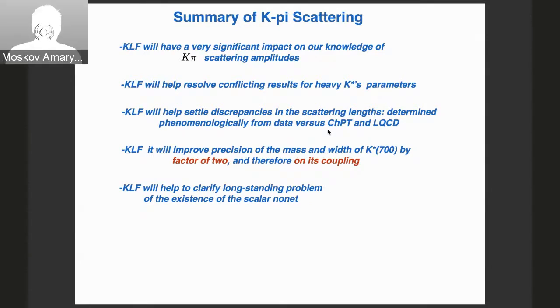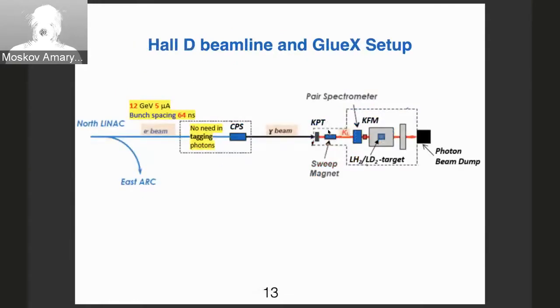So the K-pi scattering, which is a part of the proposal, has attracted a broad audience of physicists from different fields. And there are also connections, which I didn't include in my slide, but it's in the proposal, the measurement of Vus, the CKM matrix element. So let me go to the whole beam line and GlueX setup.